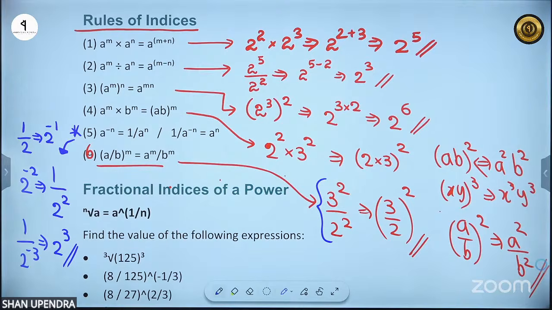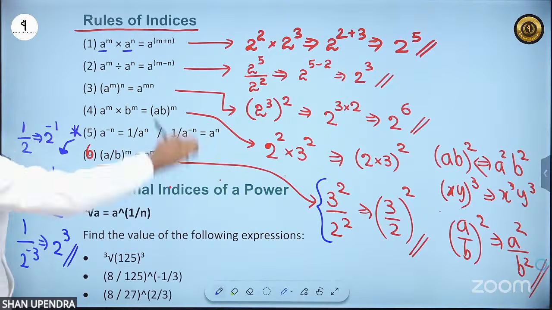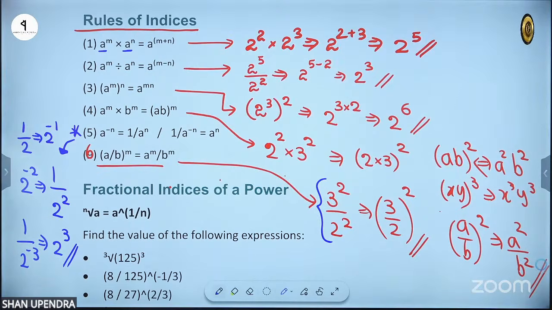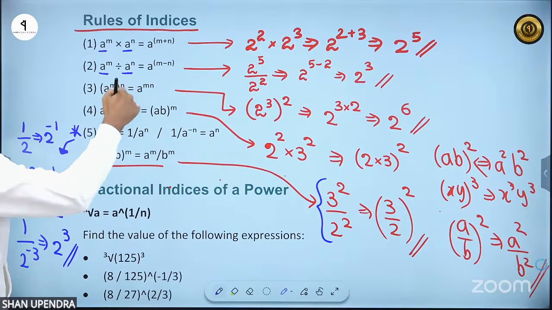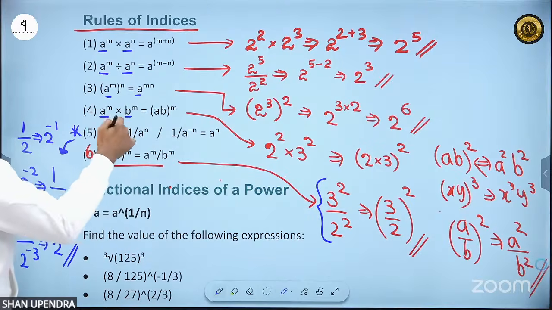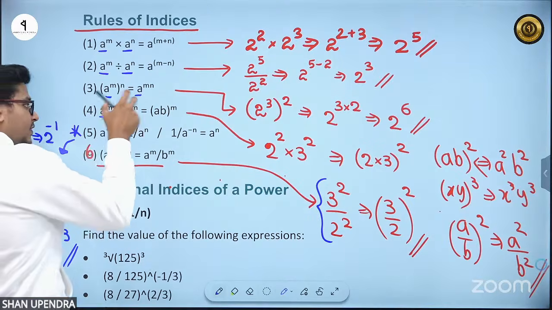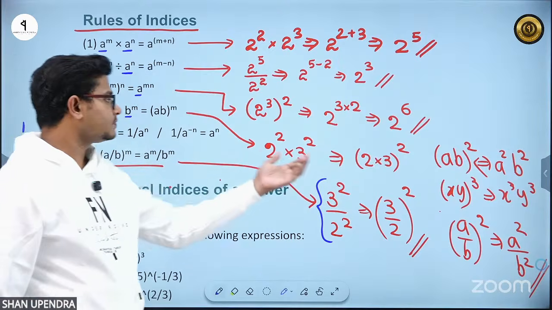Rules of indices. First, you can see same base but different index values. Same base, then this is division, then this is the power of a power. And now these two are different base values but the same indices, and then you can write in this way.